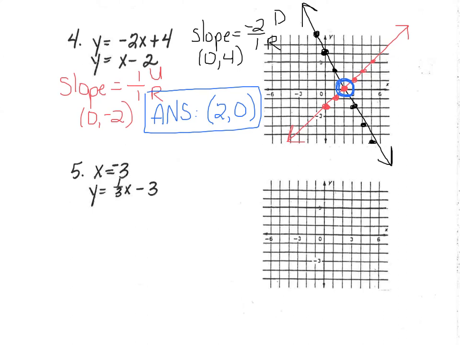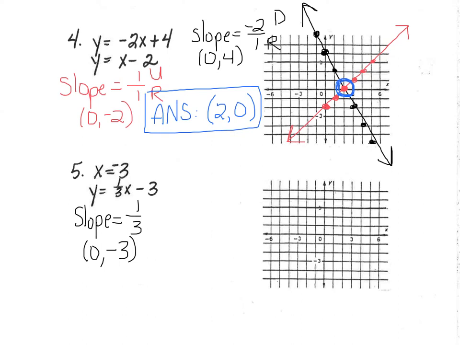Now, in this last problem, we got one line that's just a little bit different than everything else. So let's graph the one that we're probably familiar with, which would be the bottom one. So in my bottom line, I know that the slope is the number that comes before the x, 1/3. And then I see a negative 3 at the end. So that tells me it's the coordinate 0, negative 3.